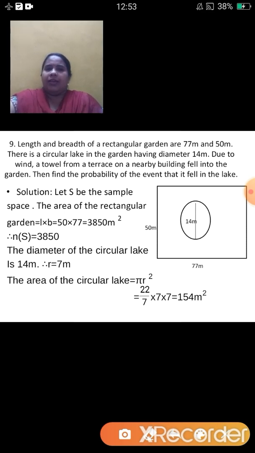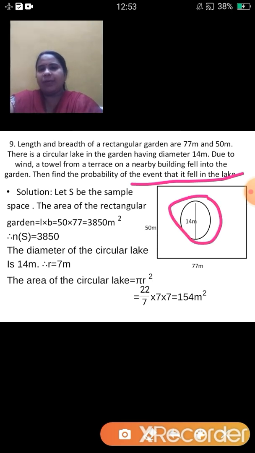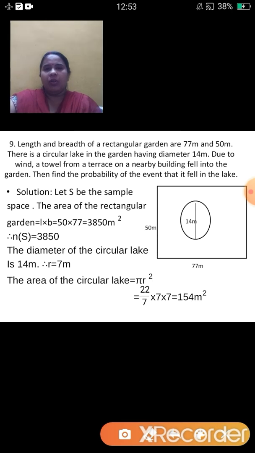Okay. Next, let us go back to the event that is given to us. What is the question asked? Find the probability that it fell into the lake. Now where is the lake? Here. Which shape is it? Circular. I hope you know the area of a circle is pi r square. So if I find the area of this circle, I'll get my n of A, right? So area of the circular lake is equal to pi r square. Pi you can take 22 upon 7. It's not specified, but it is understood that if radius is a multiple of 7, we need to take it as 22 upon 7, right?